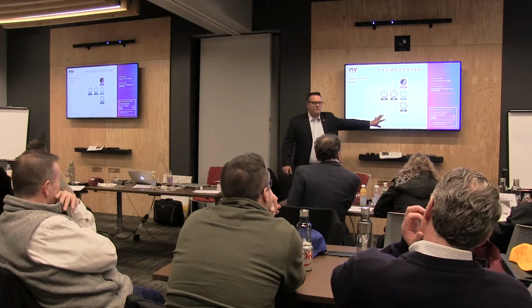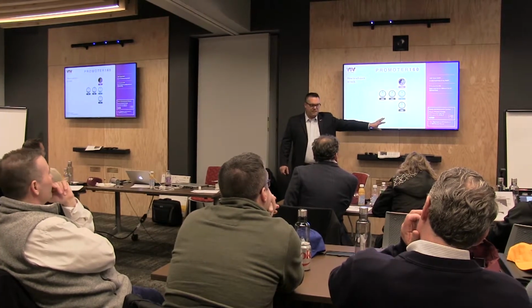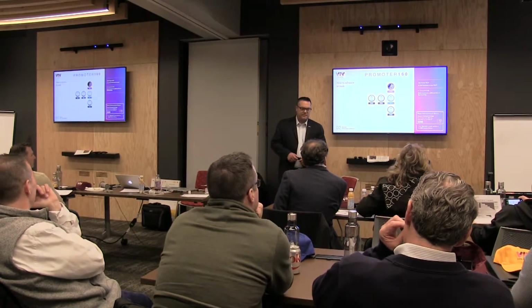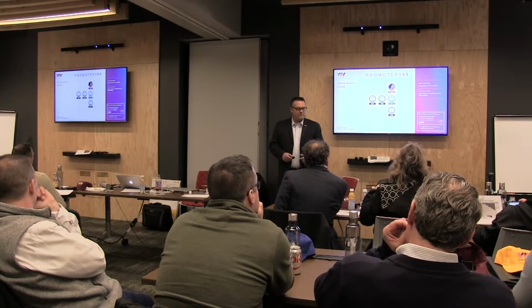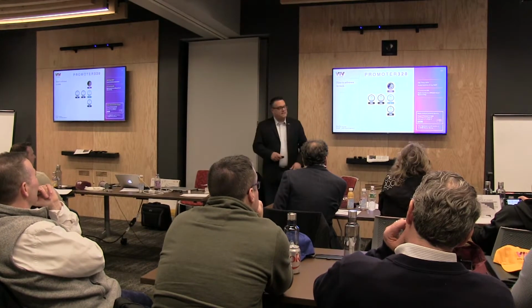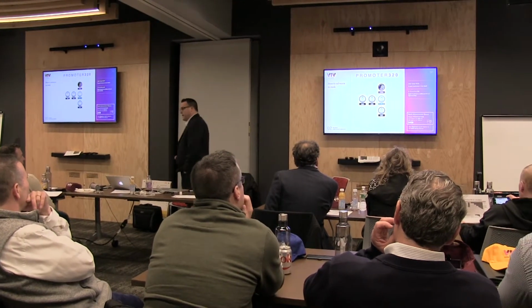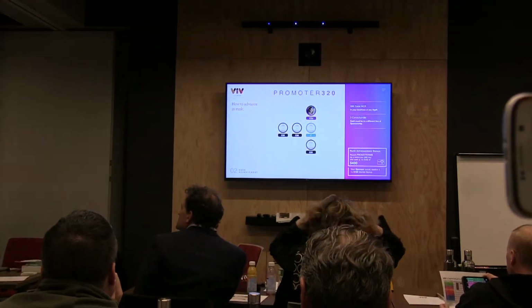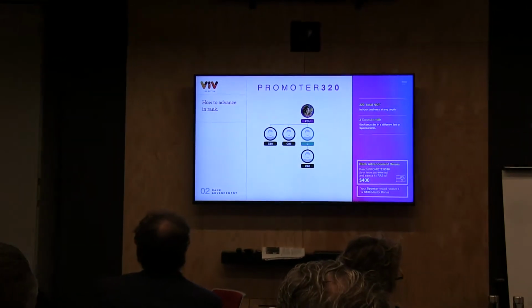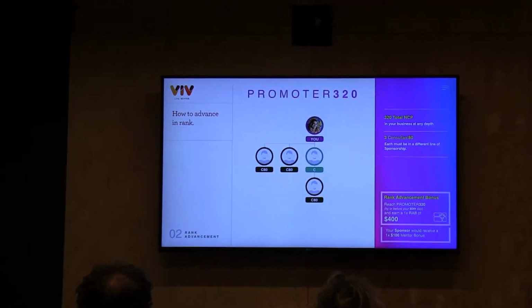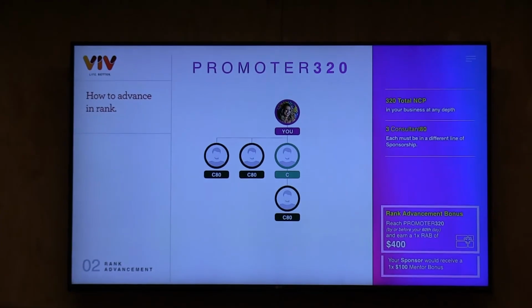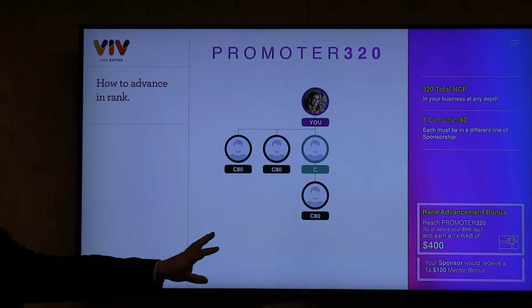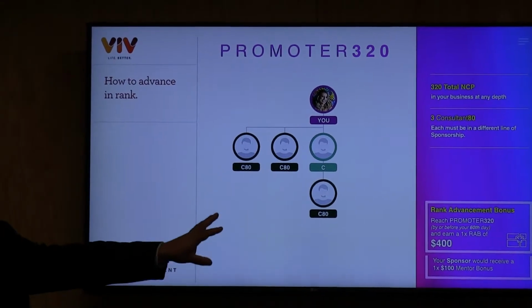All right, so now you'll notice that rank advancement kicks in. This has a $200 rank advancement tied to this particular rank in 30 days, and it pays you as a mentor $50. So we're aligning your goals and their goals. Next is Promoter 320. You'll notice this is just an arithmetic process, right? It's 3 lines of Consultant 80. Consultant 80 was 3 lines of Consultant 40. Like I said, not rocket science, okay?